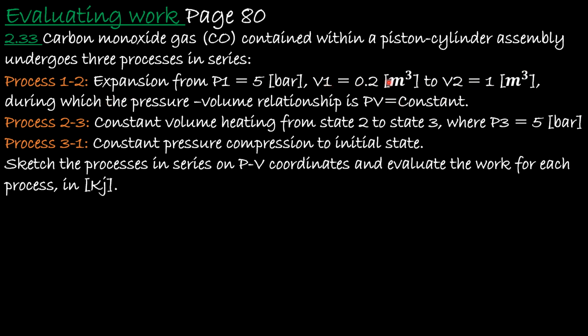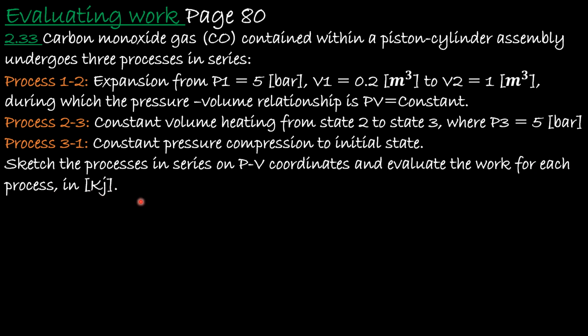So when we have expansion, it means that we have a decrease in pressure, during which the pressure-volume relationship is PV equal constant, just like the previous problem, a polytropic index. Now, the second process is from state 2 to state 3. This process is constant volume heating from state 2 to state 3, where pressure 3 is equal to 5 bar. The third process is from state 3 back to state 1. It is constant pressure compression to the initial state. Sketch the processes in series on PV coordinates and evaluate the work for each process in kilojoules.